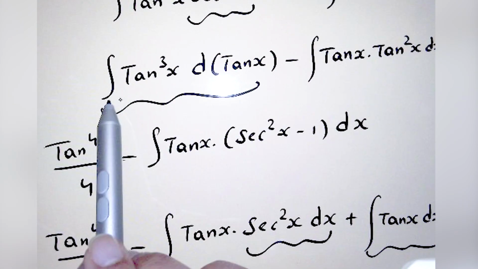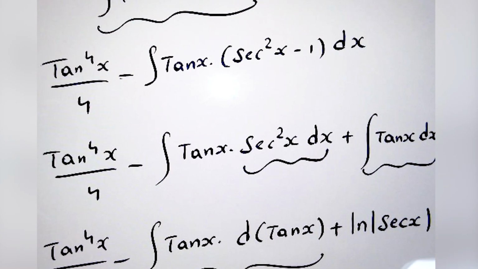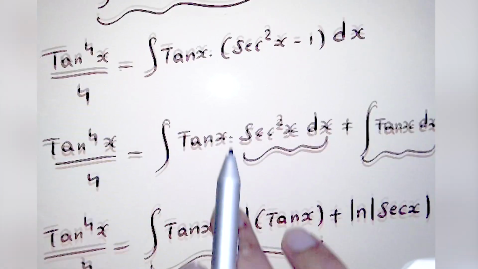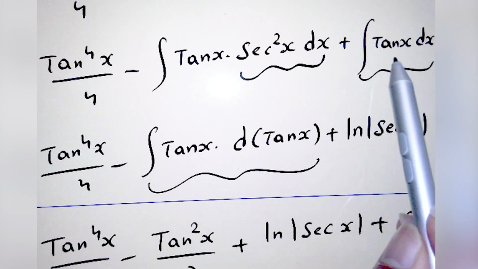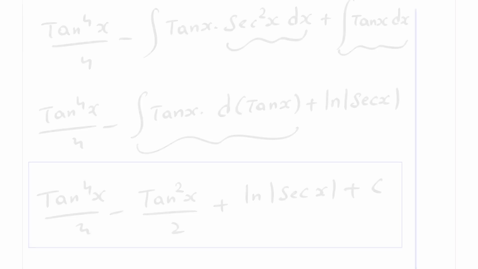So the first term is tan to the power of 4x divided by 4 minus integral tan x into secant square x dx. Minus into minus is positive integral tan x dx. So we have minus integral tan x d of tan x. So that is tan square x by 2, and integral tan x dx is natural log of modulus of secant x plus integration constant c.